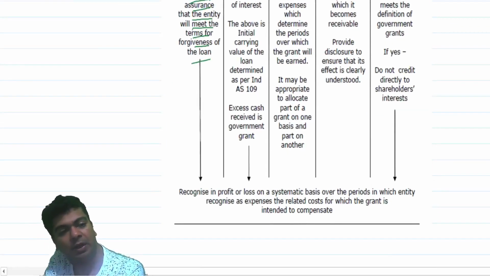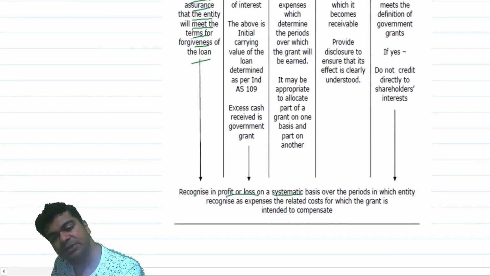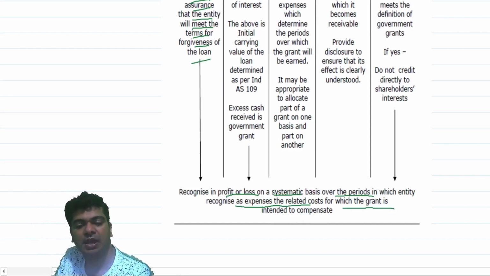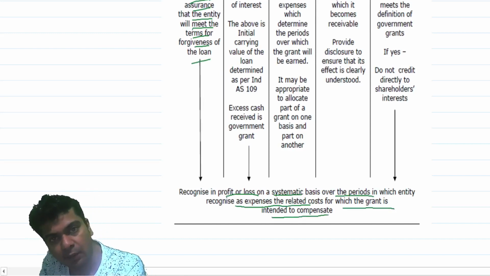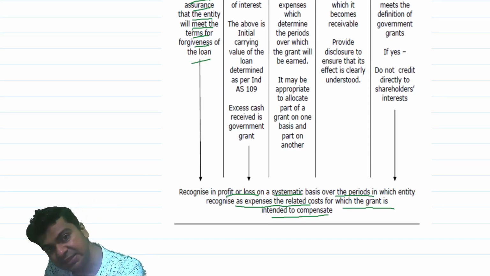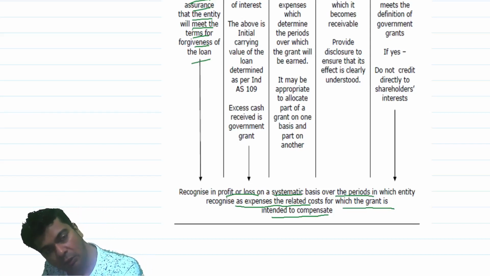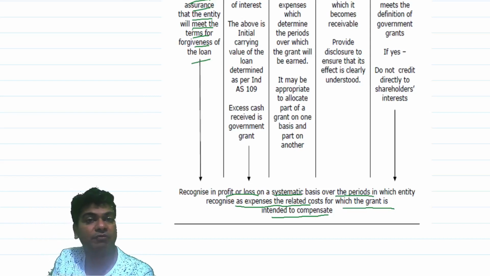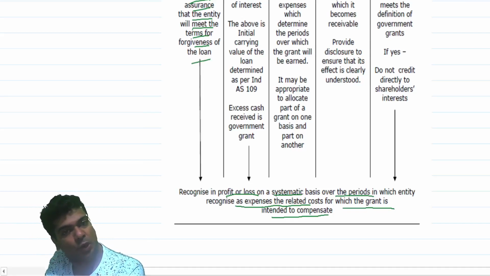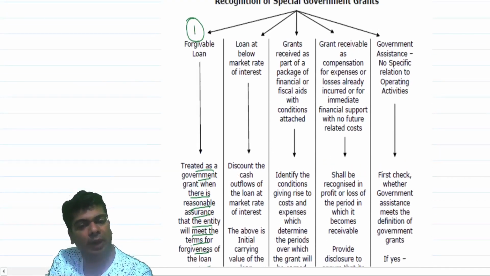How to treat this government grant? Yes, here it is. Recognize in profit or loss on a systematic basis over a period in which the entity recognizes as expenses the related cost for which the grant is intended to compensate. Again, as you will restart your business, once again you will incur expenses. It is these expenses which the government is planning to reimburse. You have to recognize this in your P&L over a period of time on some systematic base. Systematic base is not available, then you can definitely go for SLM. SLM also at the end of the day is a systematic base only, right?